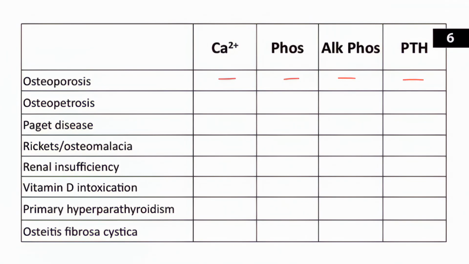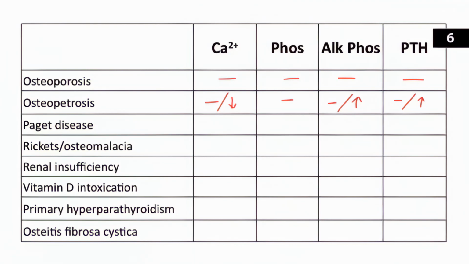So with osteoporosis, you have decreased bone mass over a long period of time, so the labs are going to be normal. In osteopetrosis, again, the lab values are usually pretty normal. Maybe calcium's a little low, and maybe PTH is a little high, and maybe alk phos is a little high. But basically, you just have extra thick, dense bones.